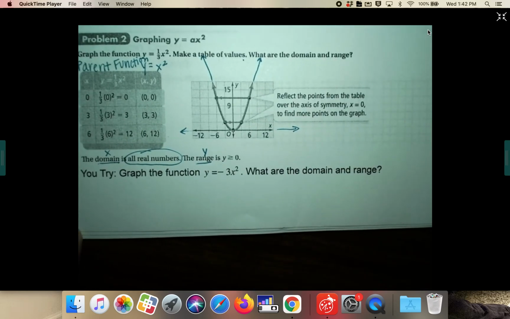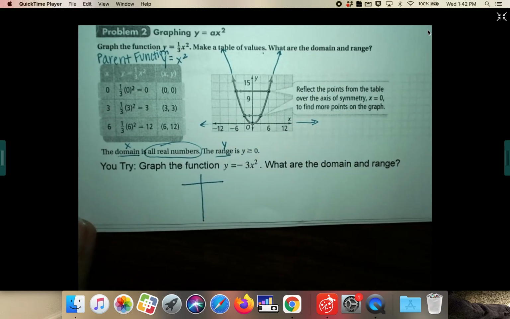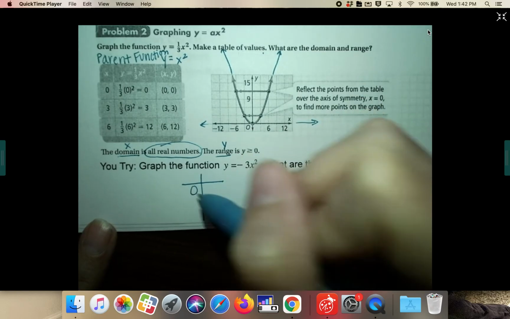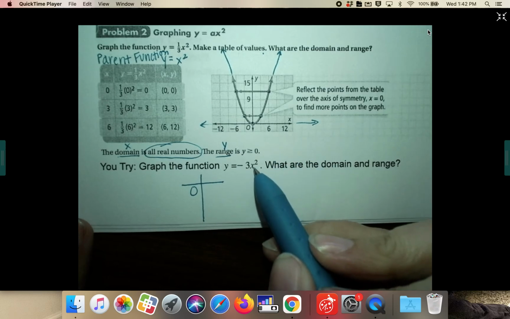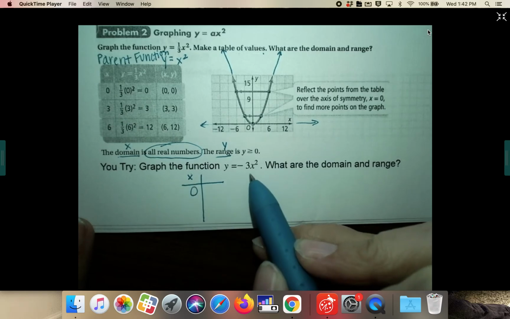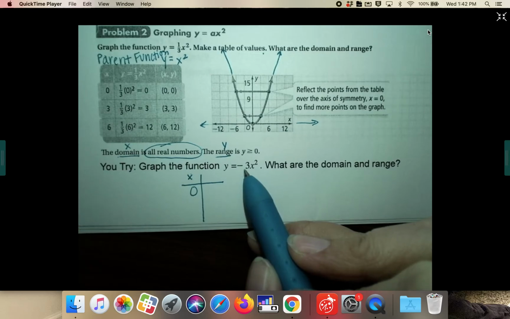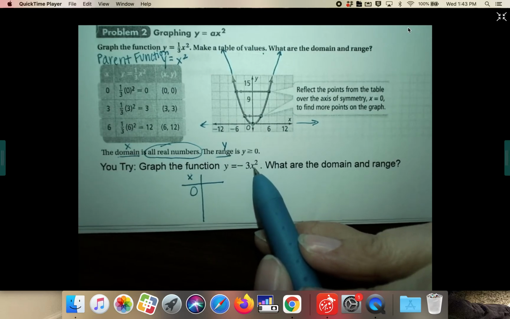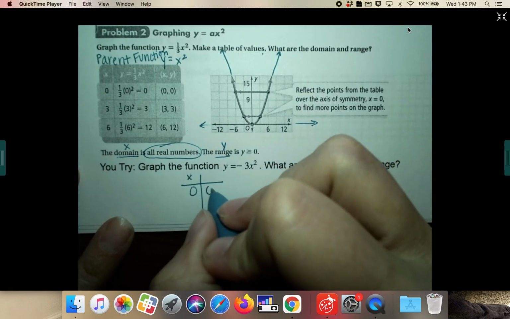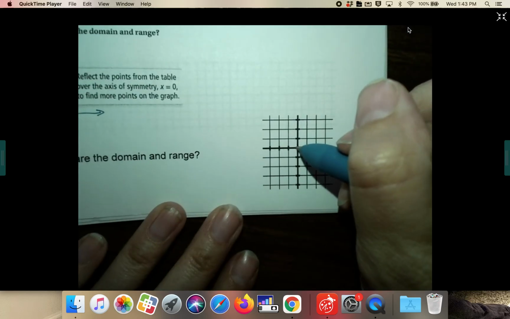So how we would do this is we would start by making a table of values. And I would always pick, if I were you, a 0. That's going to be easy. And remember, you have to plug it in. This is for x. You have to plug it in with the order of operations. So if we're making x 0, what is 0 squared? You can't say 0 times -3 first. You have to do exponents first. So 0 times 0 is 0. 0 times -3 is also 0. So this parabola is going to have a dot at 0, 0.